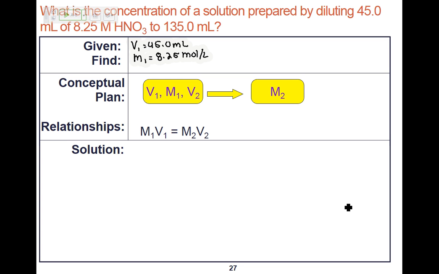Now, we didn't change my solute either. In both cases, my solute is HNO3. I don't really need to know that to answer that question, but my solute's never changing. I'm also not really told what my solution is. I'm assuming it's water, but we don't really know, and that's not necessary to answer this question. So then I'm told that I took that 45 milliliters that had 8.25 moles per every liter, and I diluted it to 135 milliliters. So that's my total volume after I diluted it. So that's my V2.